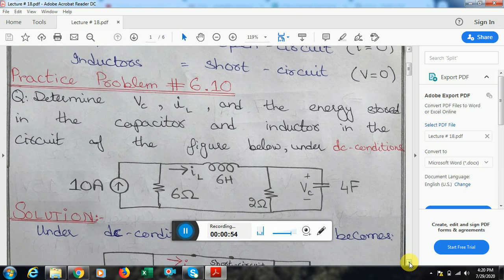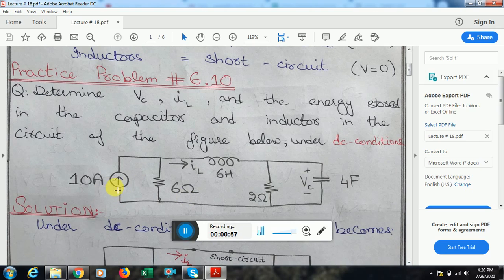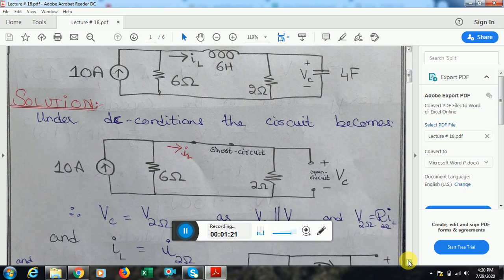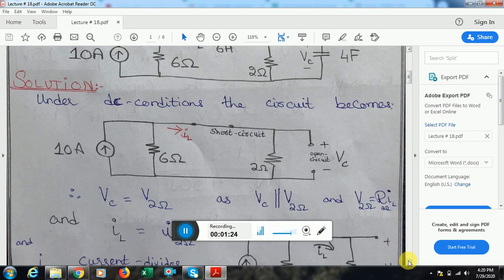Practice problem number 6.1 gives us a network in which a 10 ampere current source is powering an RLC circuit, and under DC conditions we have to find the voltage across the capacitor, the current passing through the inductor, and the energy stored in each of the passive elements, that is the inductor and the capacitor. First of all we'll see the circuit under DC conditions and replace it by its equivalent. Under DC conditions we replace the inductor by its short circuit equivalent, the capacitor by its open circuit equivalent, and what we get is the net circuit.